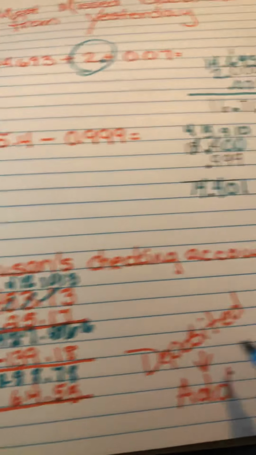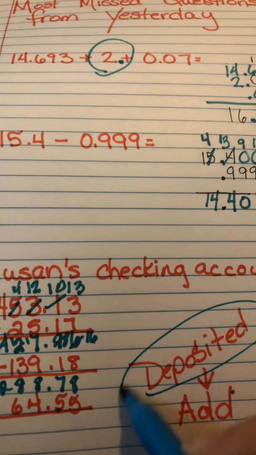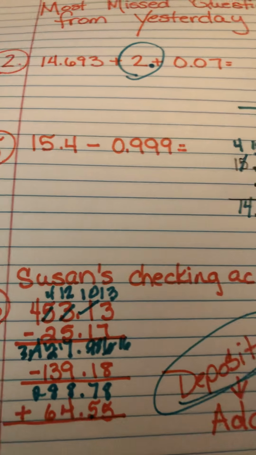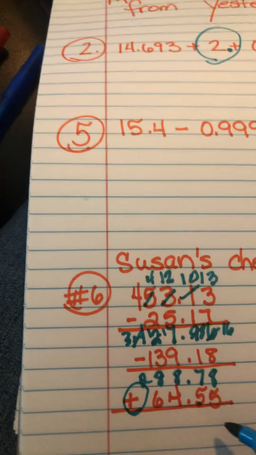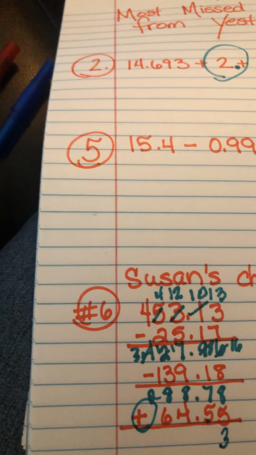Now, this is where I think the problem happened. She deposited money. When she deposits money, you add. So I have to come over here and add the $64.55. And I think that's why some of you missed it, the word deposit.